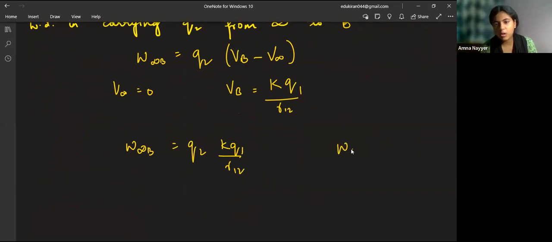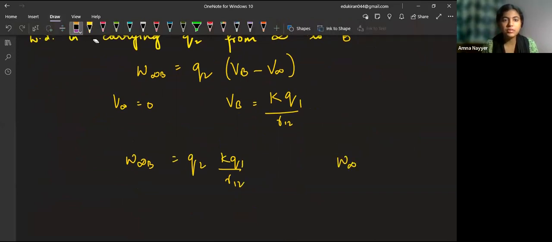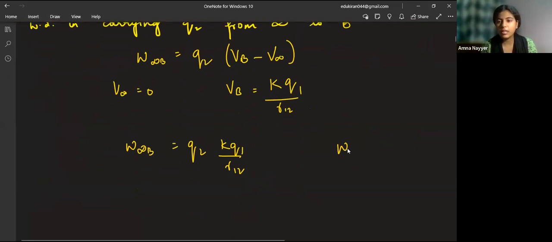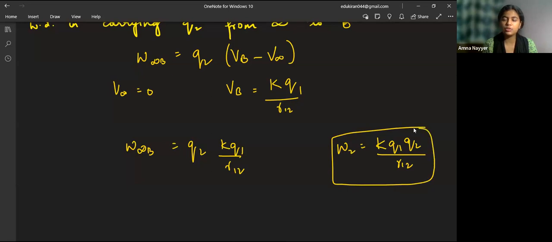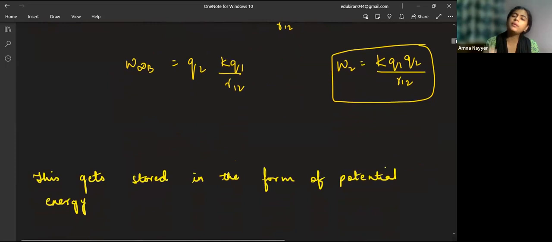What is the formula of work done? That is W2. What is the formula of W2? This is K Q1 Q2 divided by R12. All right. So this is work done. Are we studying work done right now? We are calculating potential energy. So what will be the total work done?